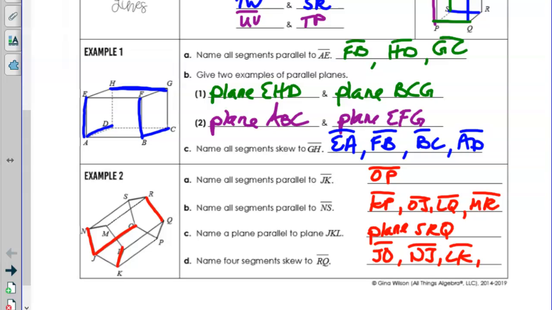NS would work. Very good. Does anybody want to know if theirs worked? Hayden? You said KP? KP works. Very good. Noah? Skew means like nothing's touching the line. Yeah, but they're not parallel either. They're not running in the same direction. Alright, let's go on to the next page. It says transversal at the top.